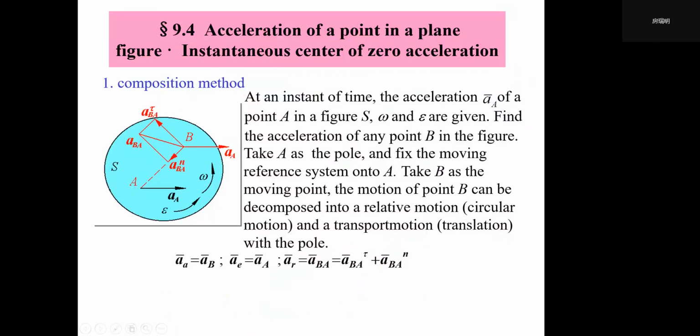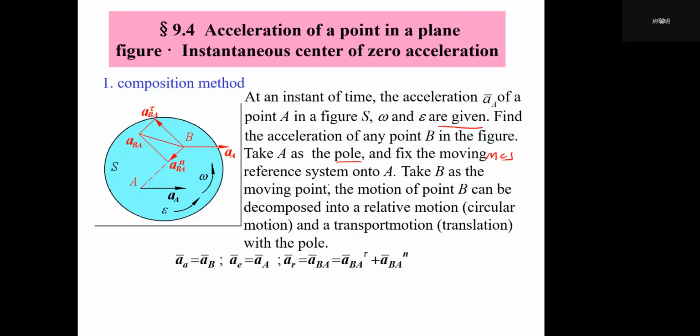Actually, the whole paragraph is telling us this. If I use this, maybe it's clearer for you to understand. At an instant of time, the acceleration AA of a point A in the figure S, omega and epsilon are given. Find the acceleration of any point B in the figure. So we take A as the pole. Pole means the basic point, right? And fix the moving reference system, actually MCS. Take B as the moving point, right?